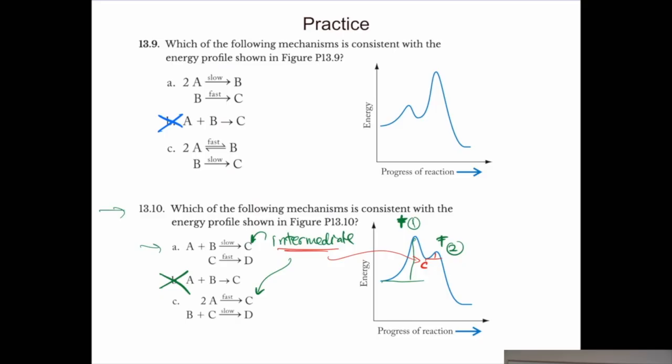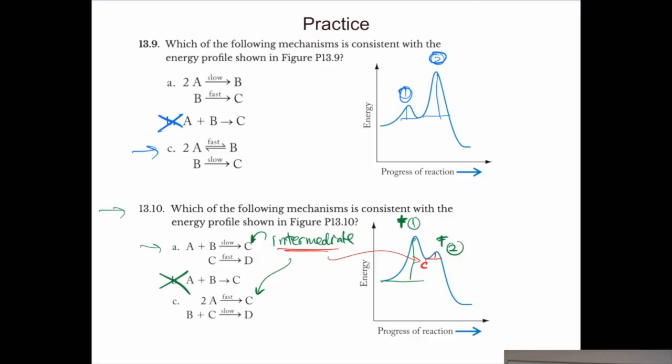Look at your activation energies. Here's the activation energy for the first step. Here's the activation energy for the second step. So which is the fast step? 1 is the fast step, which means you'd want to pick C. Okay? But the problem with C is, what is the problem with C? 2A goes to B, and then B goes to C. Why is that a problem?